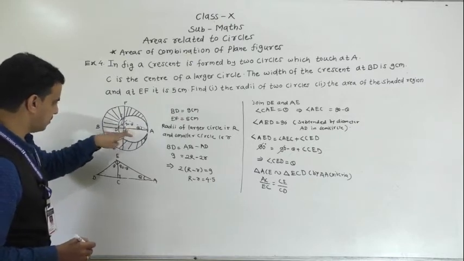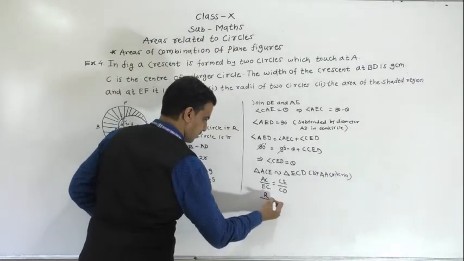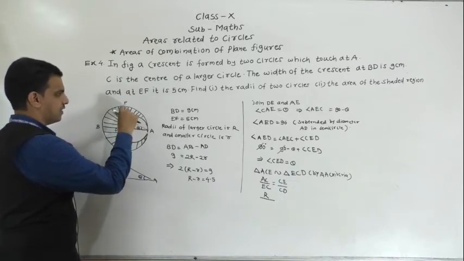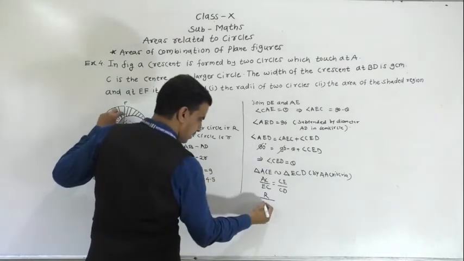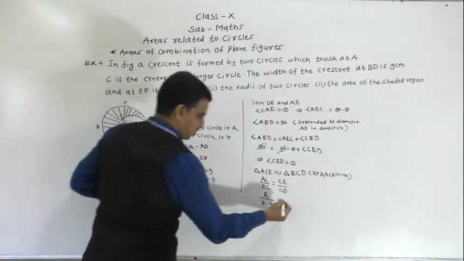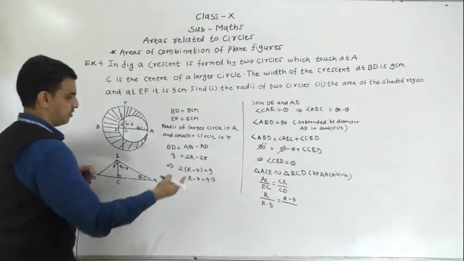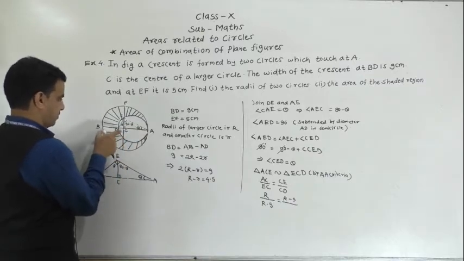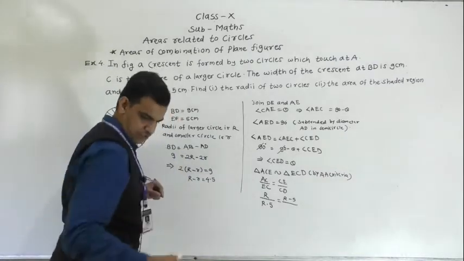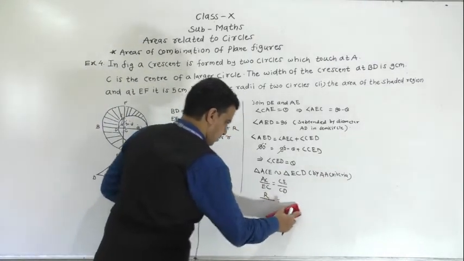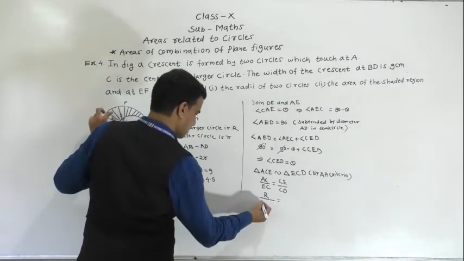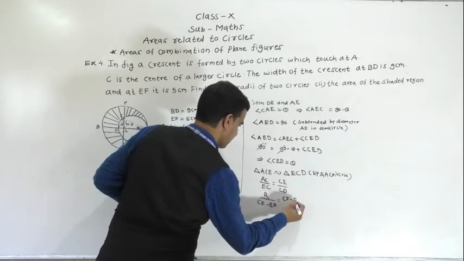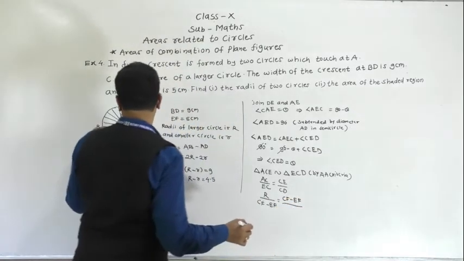AC is the radius of the big circle, that is capital R, upon EC. EC means capital R minus EF. EF is given 5, so we can write R minus 5. Then CE is also R minus 5. Both are the same, divided by CD. Now CD, how will we get it? We can write BC minus BD. First we write the values here so you can understand this. EC we can write as CF minus EF. Here again CF minus EF, divided by CD, which is BC minus BD.